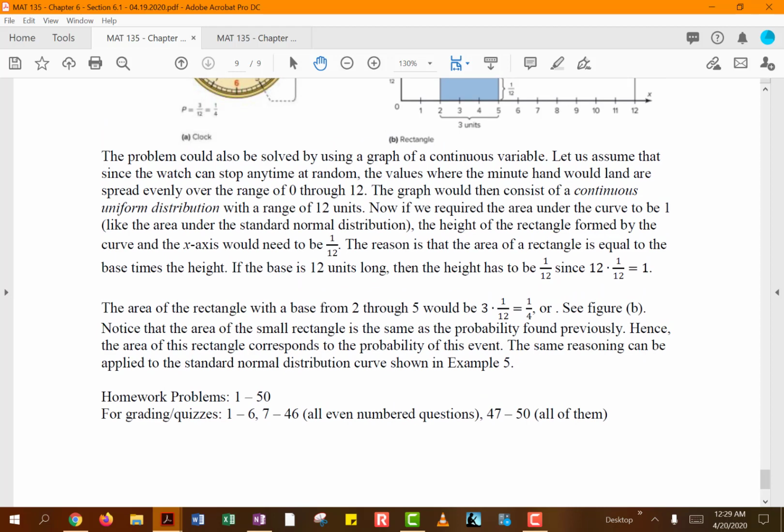Now let's go ahead and do some examples from our textbook so you can get a little more feel of how we use our normal distribution table, and get a little more comfortable with the normal distribution itself.